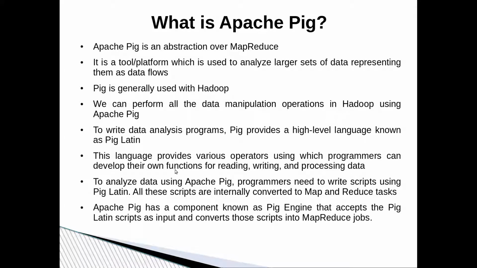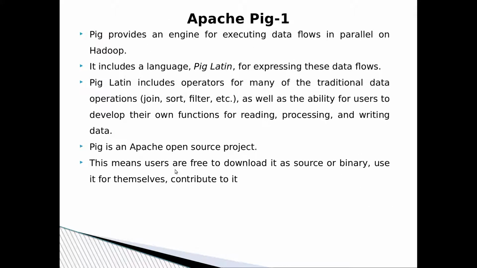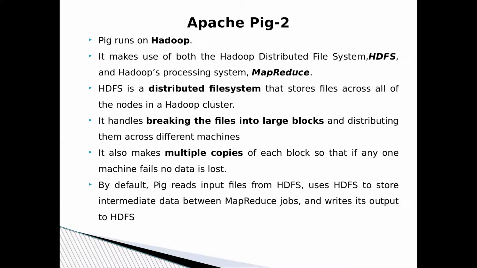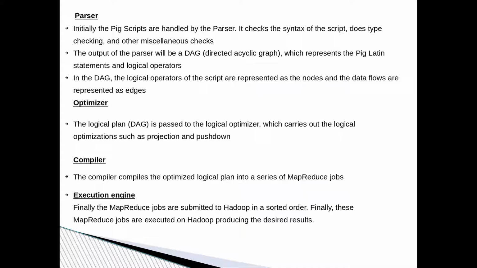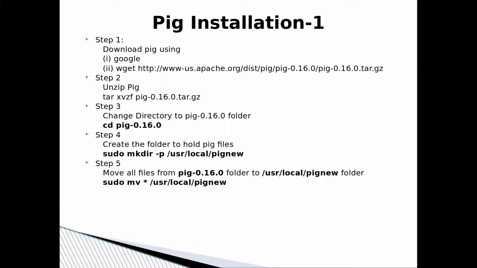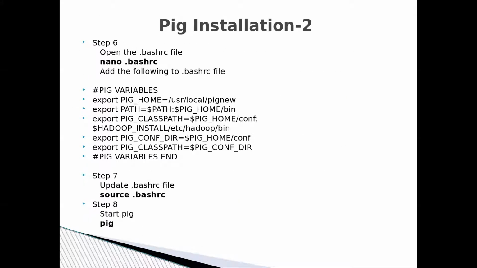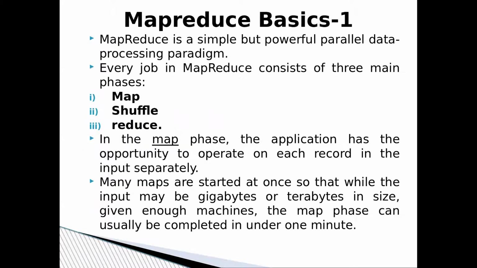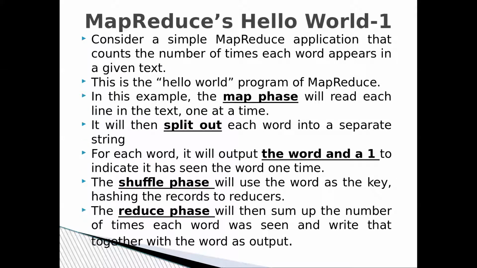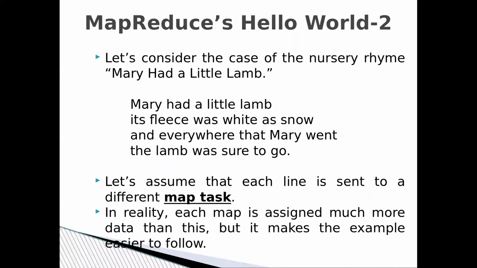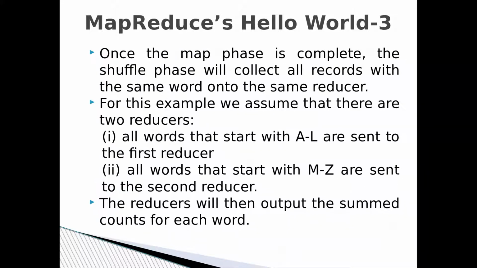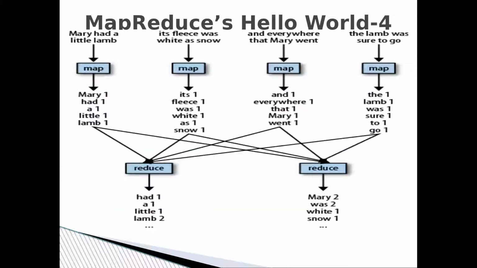So we learned about Pig, like what is Apache Pig, why do we need it, and then the various things about MapReduce, the architecture of Pig. This we discussed in our previous discussion. Also, the Pig installation was there. Then the MapReduce basics and the MapReduce Hello World program, the word count program, which we executed on this text file, right? And about the map and the shuffle and the reduce phase.